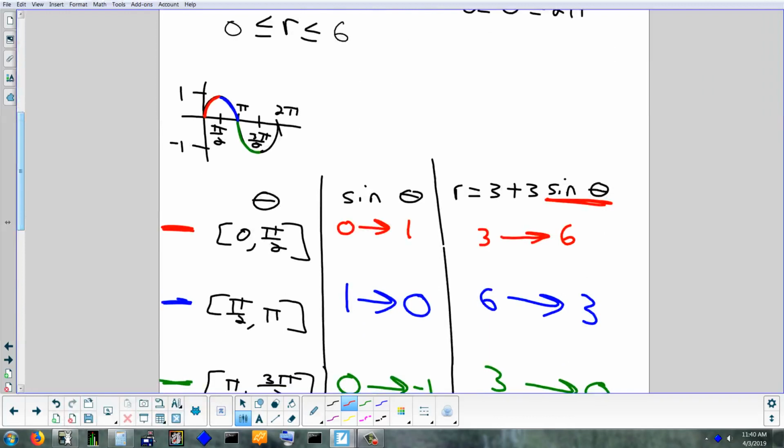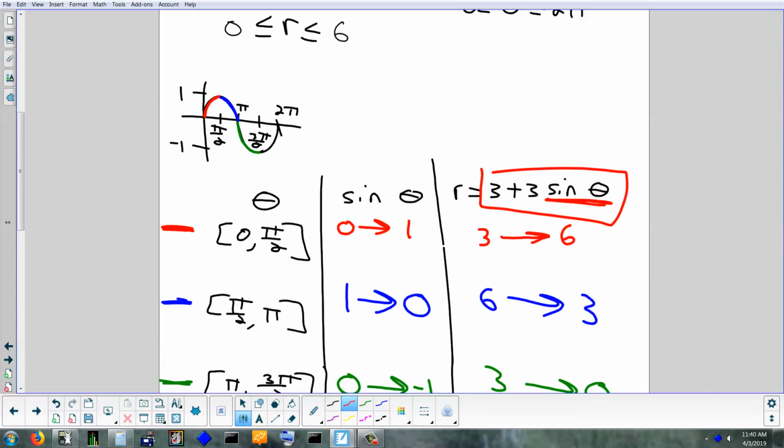So if you change the 3s to 2s or 4s, you can change the size of the cardioid. As long as you follow this pattern, the largest the radius can ever be is double the number in front.